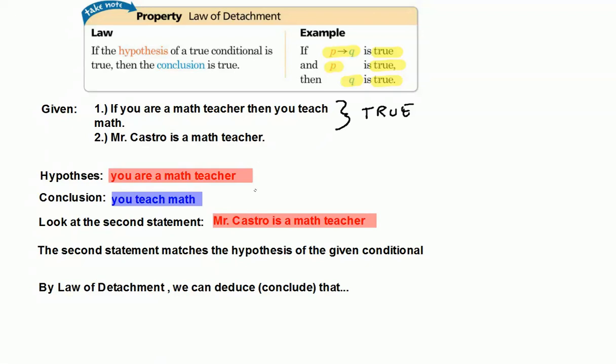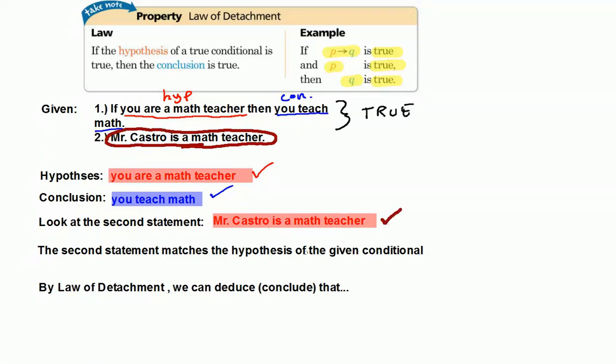Now let's see how this law of detachment works. First, break down your conditional statement. If you are a math teacher, that right here is your hypothesis. So I have written it over here. Break down and find the conclusion. You teach math. So that's your conclusion. That's written right here. Now, look at the second statement. The second statement is Mr. Castro is a math teacher. That's what I've written down over here.